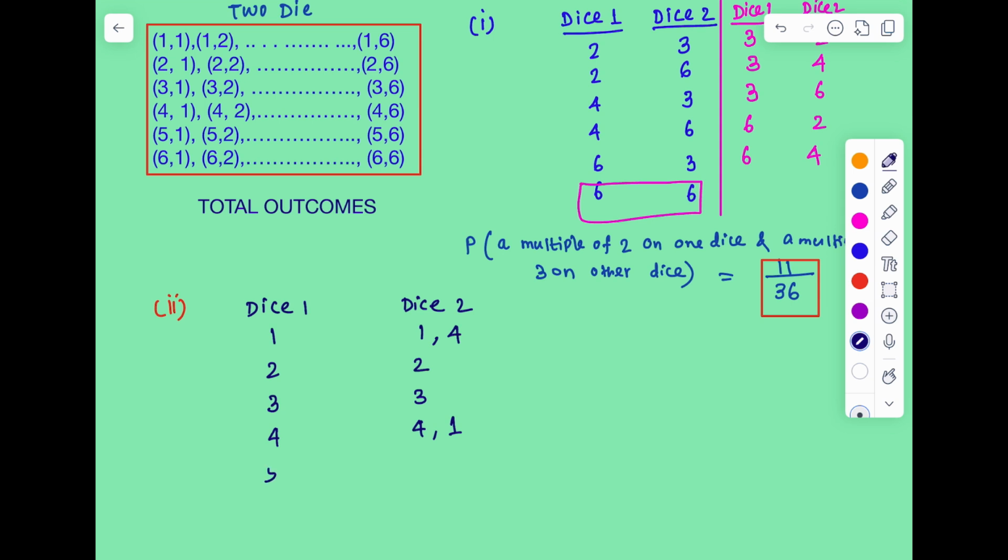For the 4 case it will be 4, or it will be 1. Similarly for 5 it will be 5. For 6 it will be 6. Only for these combinations we will have a product which is a perfect square. So here the probability will be the number of favorable outcomes, which is 6 plus 2, that is 8, divided by the total number of outcomes, 36, which is the same as 2 by 9. This will be the answer.